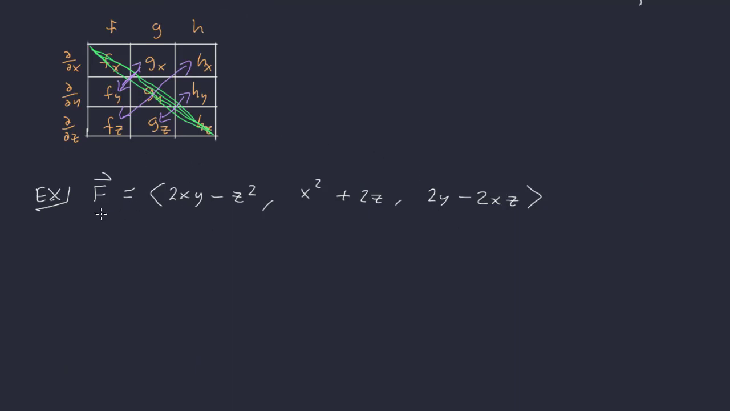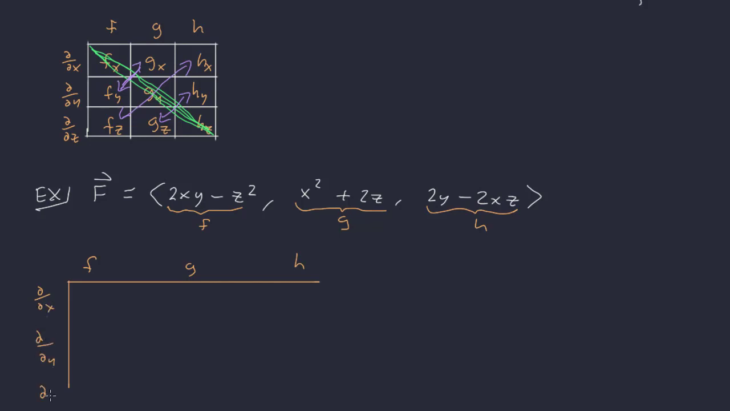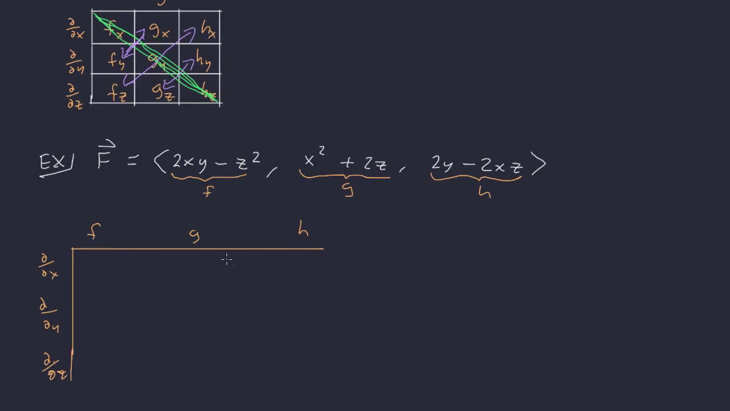Okay, so to show you an example of this, let's say we have the vector field capital F. It's the field 2xy minus z squared, comma x squared plus 2z, comma 2y minus 2xz. All right, so here will be our F, our G, and our H. Okay, so I'm going to make my little grid here. I'll put F, G, H, and my derivatives. Give myself a little more room. I'm not going to worry about the diagonal, of course, right? F sub X would go here, but we don't really care about that.